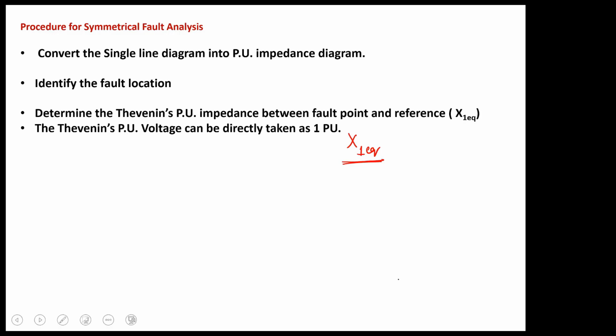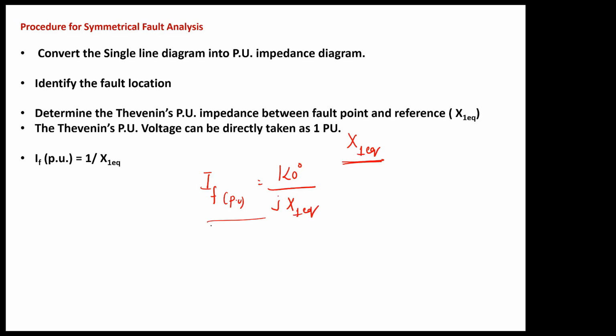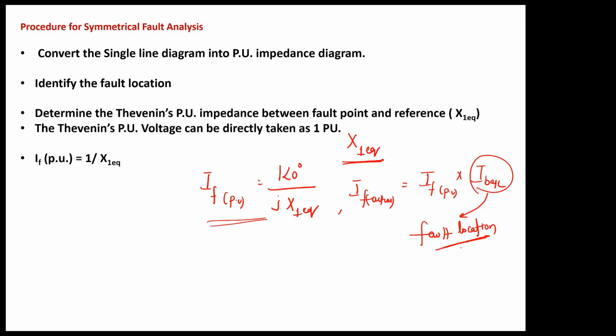Okay. Now, the fault current in per unit is given by Thevenin's per unit voltage, which is 1 at an angle 0, divided by Thevenin's per unit impedance between the fault point and reference. This will give you the per unit fault current. So if you want the actual fault current, then you have to multiply the per unit fault current by the I base current of the fault location. So the fault location will have some base current, and with that I base you have to multiply.